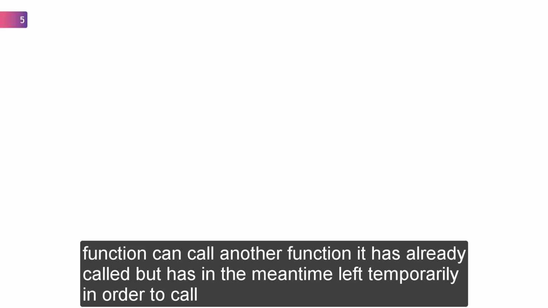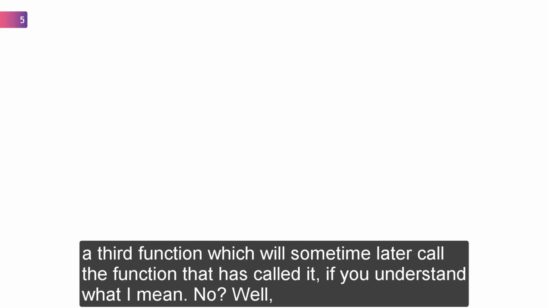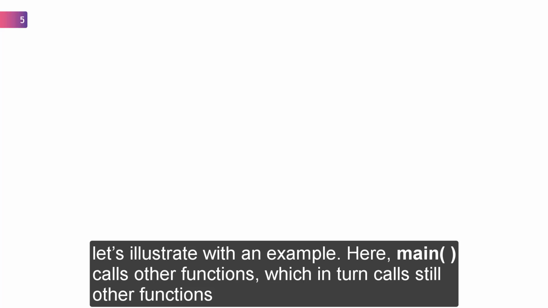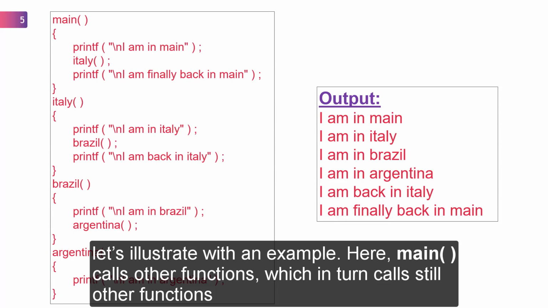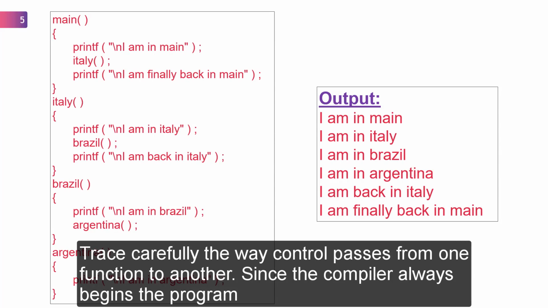One function can call another function it has already called, but has in the meantime left temporarily in order to call a third function, which will sometime later call the function that has called it. If you understand what I mean. No? Well, let's illustrate this with an example. Here, main calls the other function, which in turn calls still other functions. Trace carefully the way control passes from one function to another.